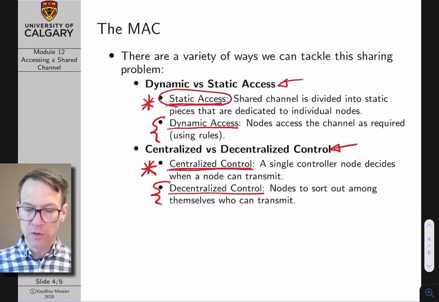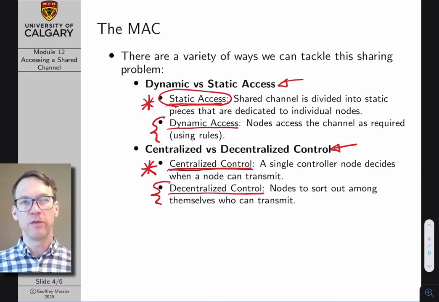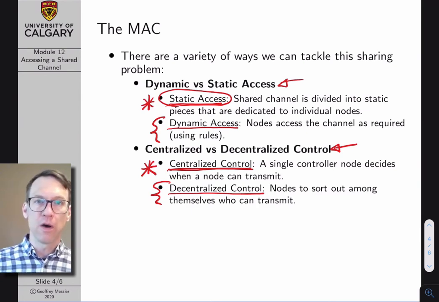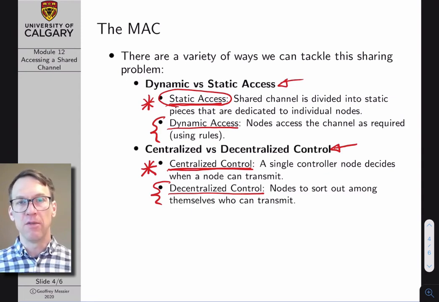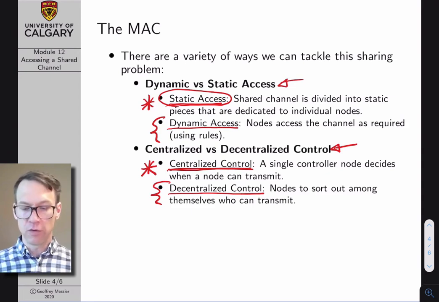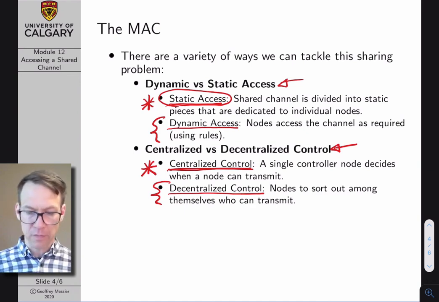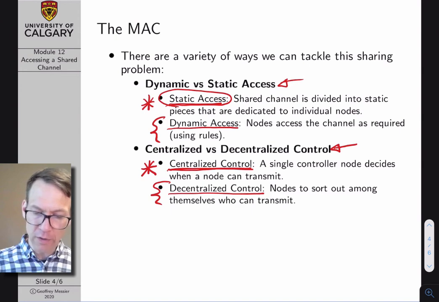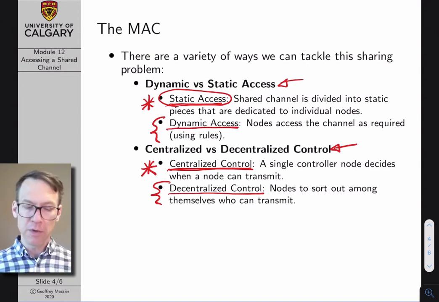So if you do end up having a career in industrial network design, you'll see standards like WirelessHART, 802.11a, where centralized control actually is used for wireless networks. So again, we're going to talk a lot about dynamic access. We're going to talk a lot about decentralized control, but don't forget that static access and centralized control do have their place.